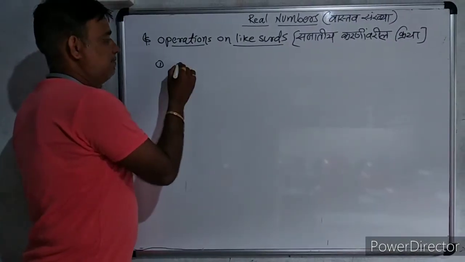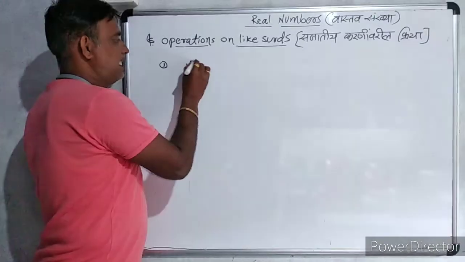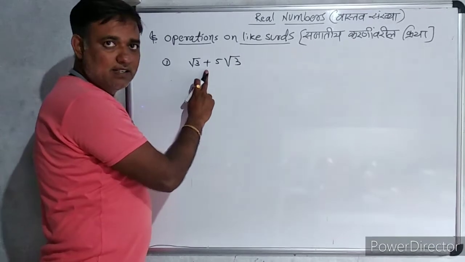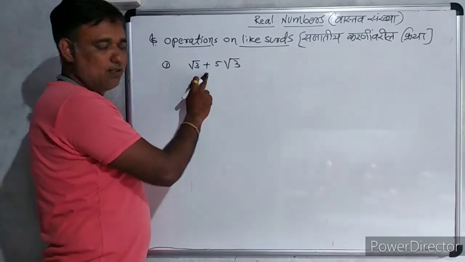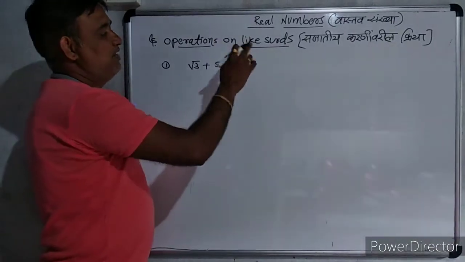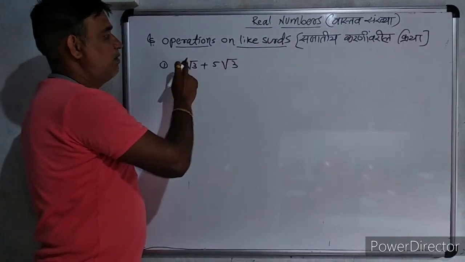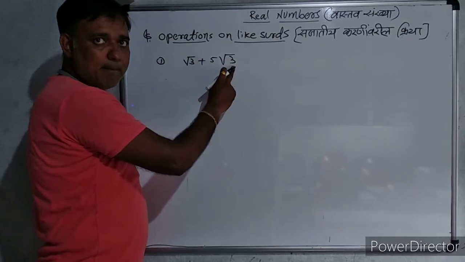Suppose we take the first example, radicand 3 plus 5 radicand 3. The first operation, what is that? Addition. Okay. Now first we take a revision. What are like surds? Like surds are the surds having same order and their radicand is same.